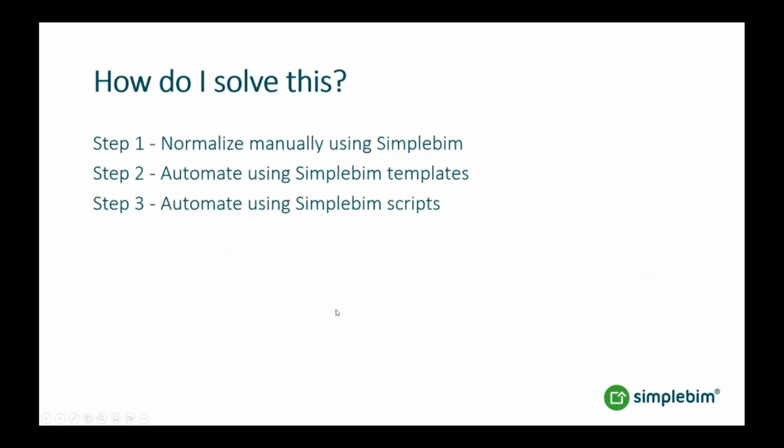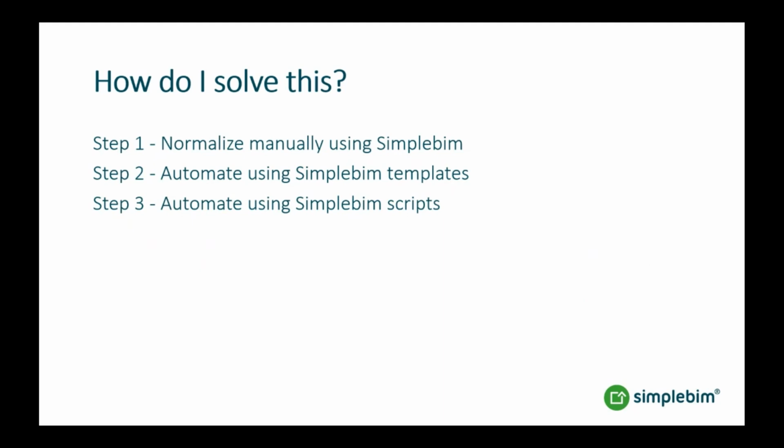And then when we think about how we did it in reality, we have three steps of evolution in how you do it. Step 1 is you just do these things in the Simplebim user interface manually. You just open the model, you look at it, and you see how it's structured, what data it contains, and then you start doing manual operations to get it right.